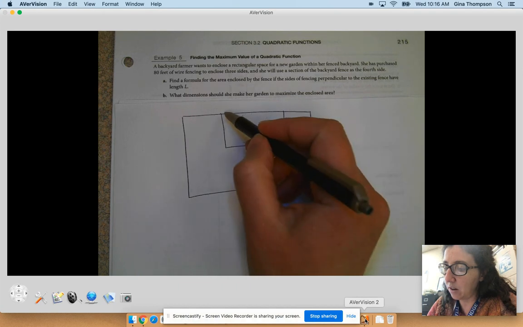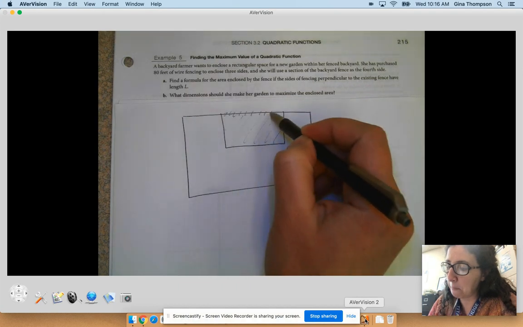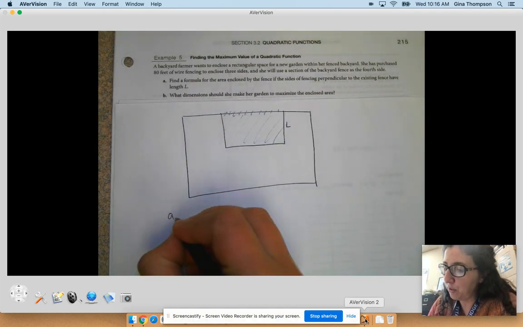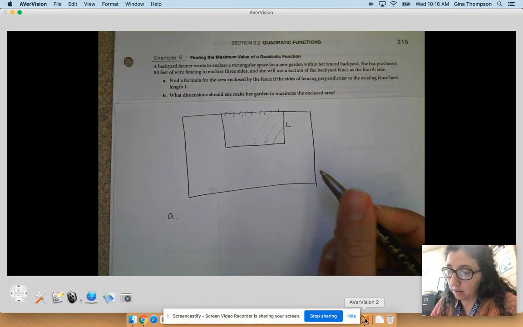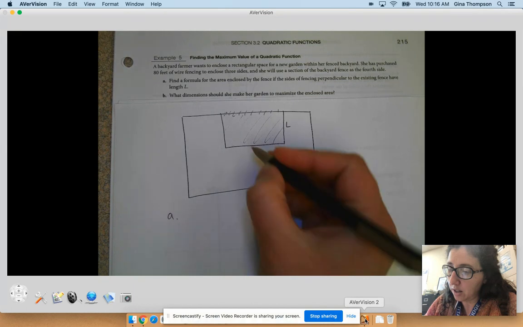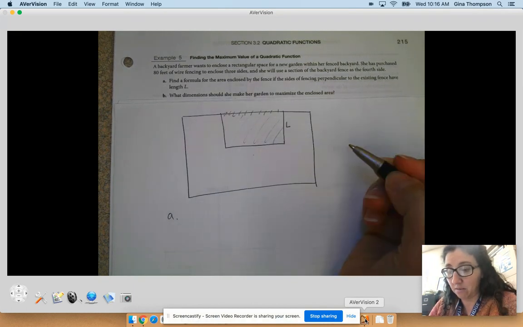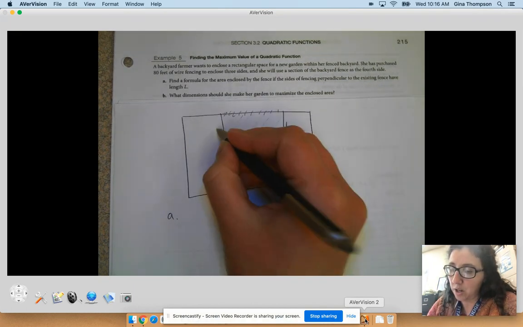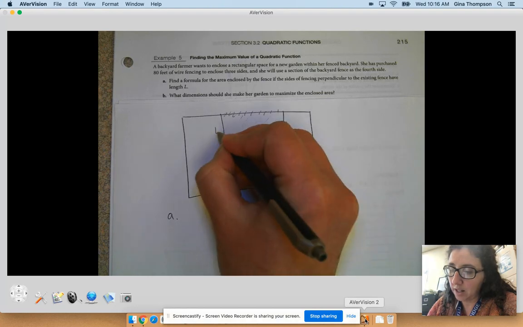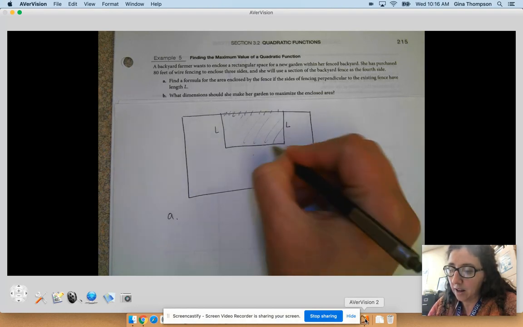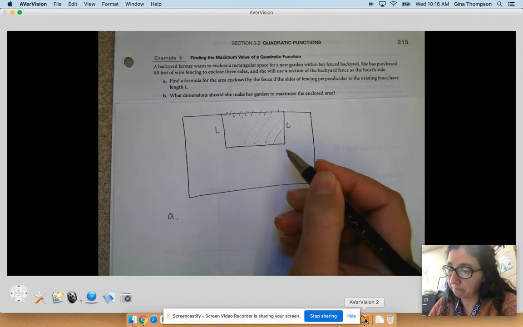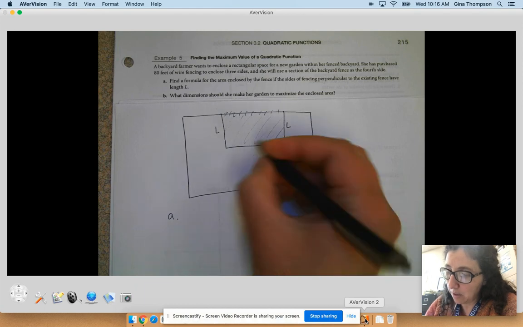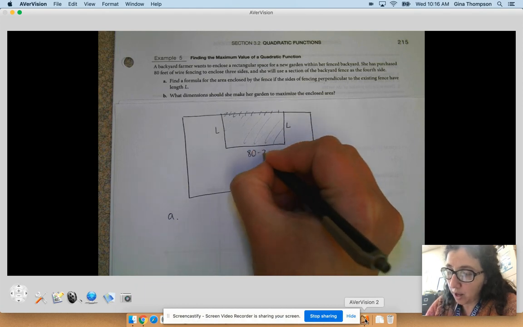So this fencing already exists, right? So they want us to find a formula for the area enclosed by the fence. So the area is going to be this times that. So let's write down what we know. Well, we know if this side is L, that side is L. And then how could we represent this? Well, we know we have 80 feet of fence, right? So maybe this will be 80 minus 2L.